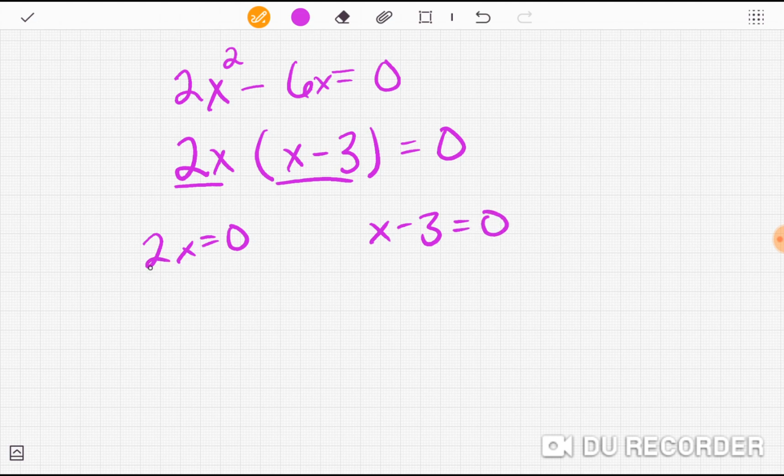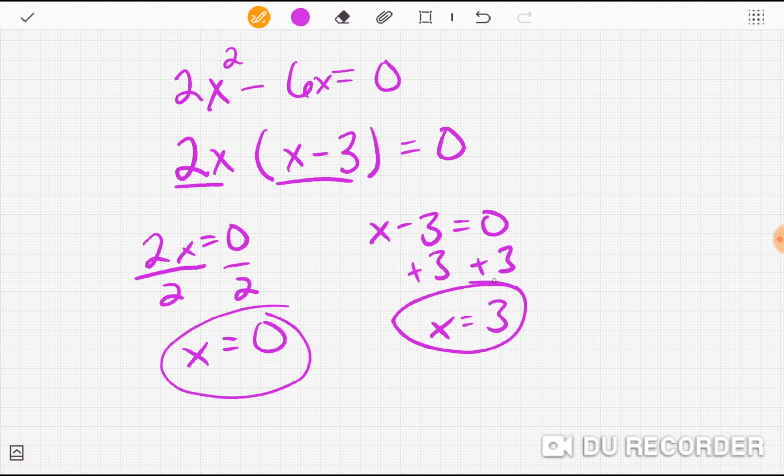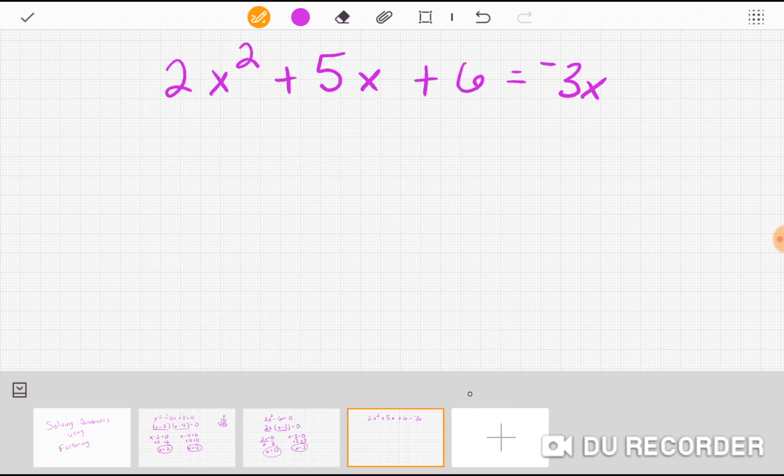Now we just solve for x. Divide by 2. 0 divided by 2 is 0. Add the 3. x equals 3. Done. Our last type of problem that we're going to be looking at combines those two things, as well as has something on the other side.